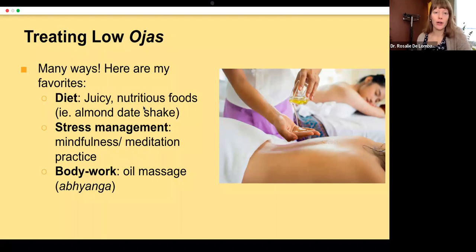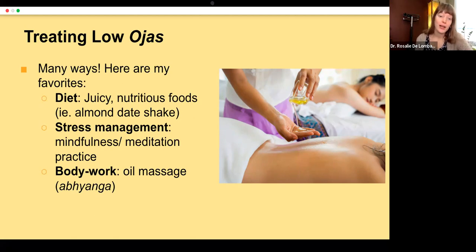So to treat low ojas, there are many ways, and I've offered some of my favorites here. In terms of diet, we've got to think of juicy, nutritious foods, okay? This has to do with how we build the inner juice. One of my favorite ways to do this is to soak almonds overnight and then mix them in with some dates with an immersion blender. That's a nice, juicy, nutritious way to build your ojas.